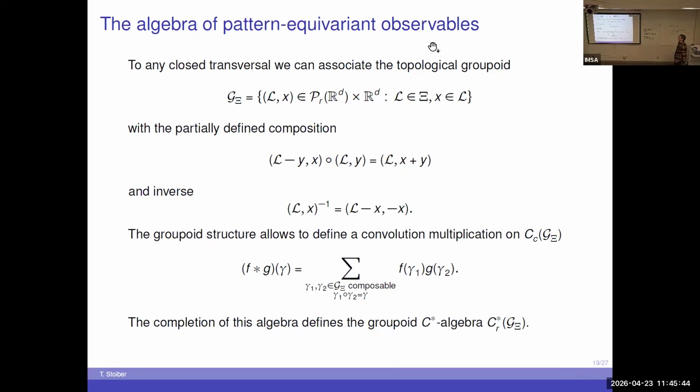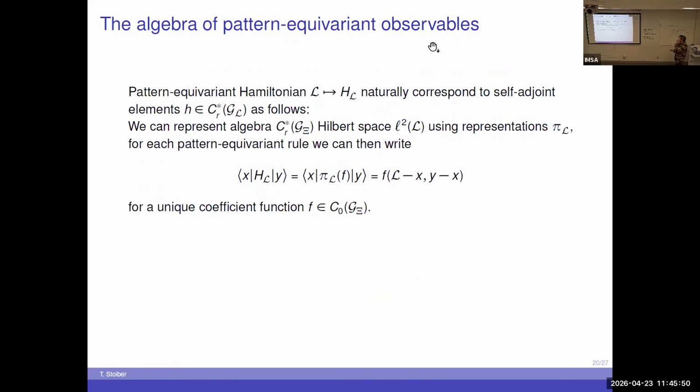So technically, abstractly, this is a C-star algebra. The way it relates to this idea of pattern equivariant Hamiltonian is really that this algebra has representations of all of the constituent patterns. So whenever you have a pattern in your collection psi, you can make a representation on the Hilbert space. And the matrix elements of these representations have all these properties that we put for pattern equivariance.